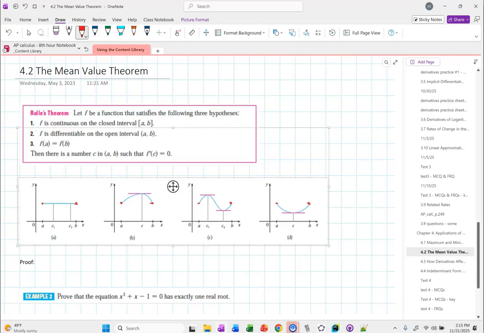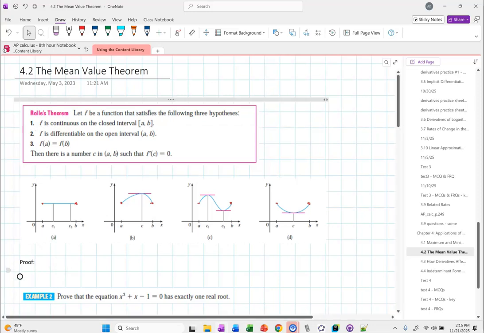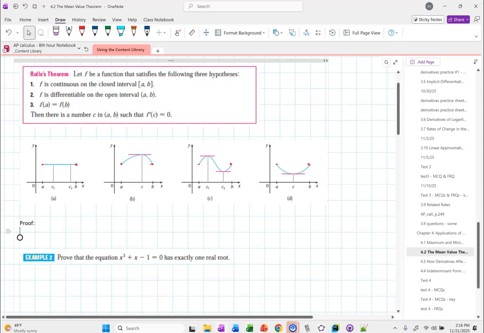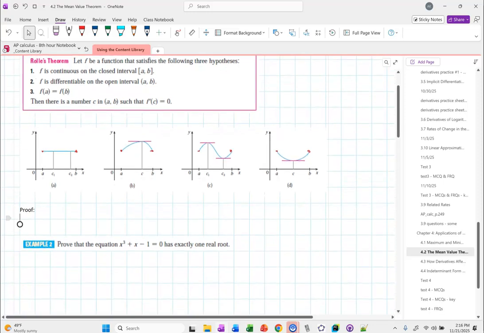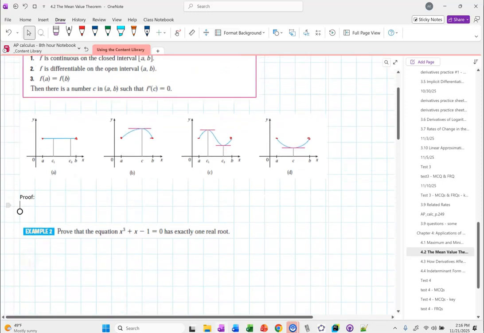Yes, Brooks? This is such a dumb question, but can you take the derivative of a completely straight horizontal line 0 over and over again, or can you just do it once? Yeah, it's just 0. The second derivative is 0, third derivative is 0. I didn't know if it was undefined. Right.